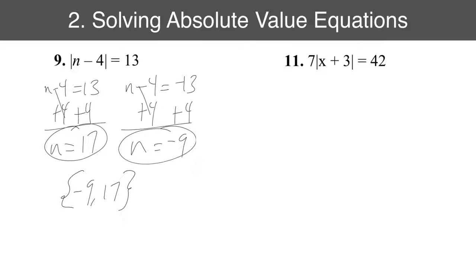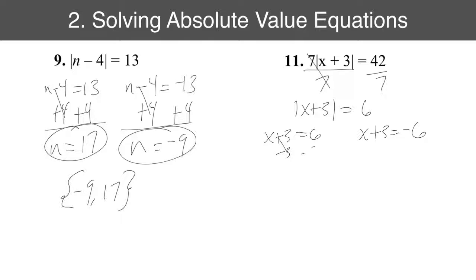So if you look at it, we have 7 times this absolute value. So since it's multiplying, we're going to divide the 7 over. So divide by 7. We get the absolute value of x plus 3 equals, and then 42 divided by 7 would be 6. So now that the absolute value is all by itself, there's nothing outside, we can split it into the two parts. So we have x plus 3 equals 6, and then x plus 3 equals negative 6. So solve both of these.